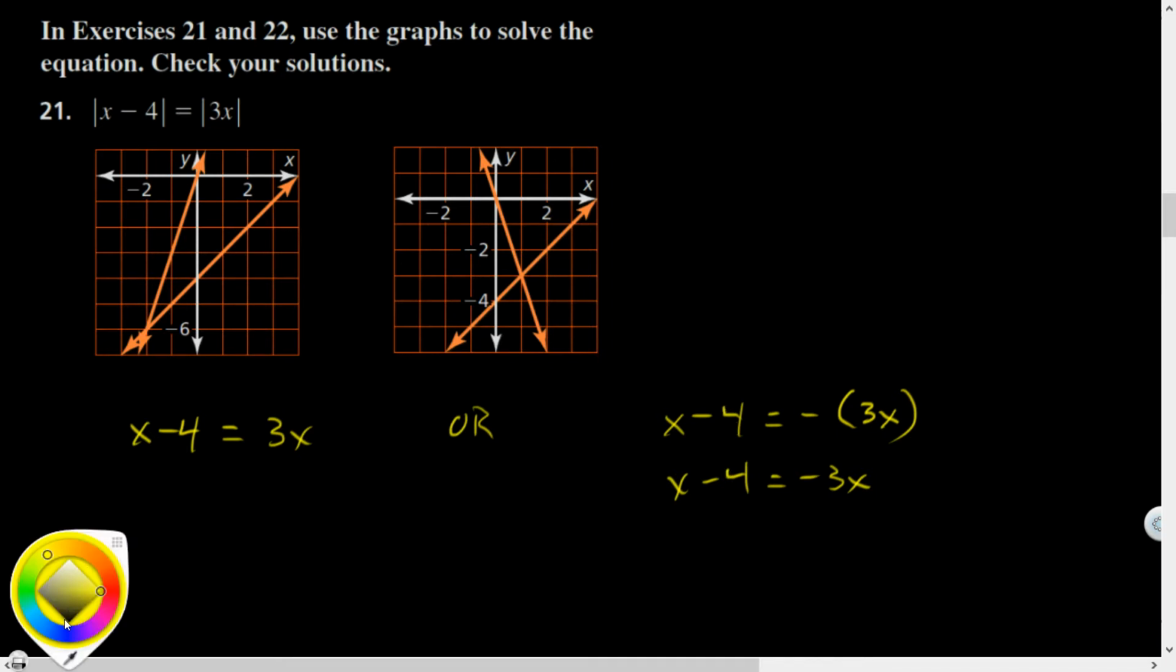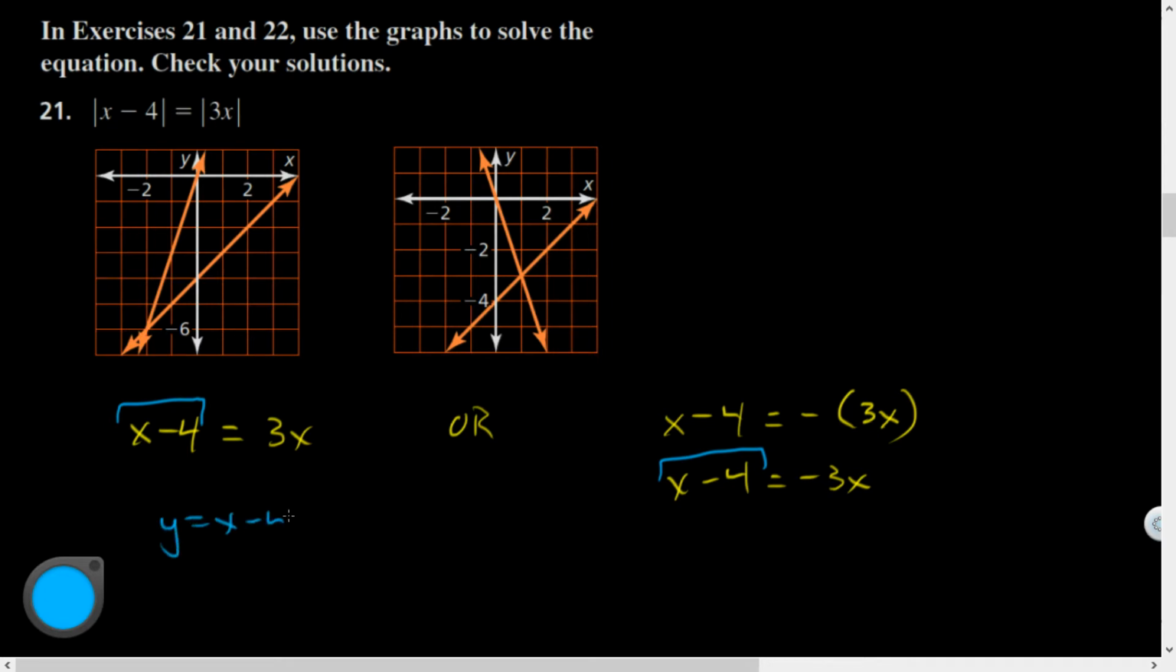So if I'm writing equations for these, this one's going to be 1, and notice it actually shows up in each of these. So I'll have y equals x minus 4. I would have this be another equation, y equals 3x. I guess I'll write it over here. I'll choose green. This one, y equals negative 3x, is another one.